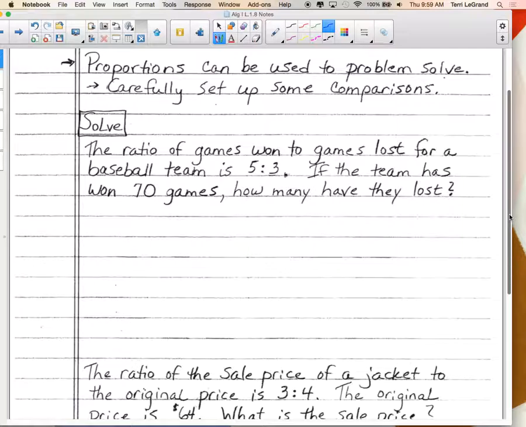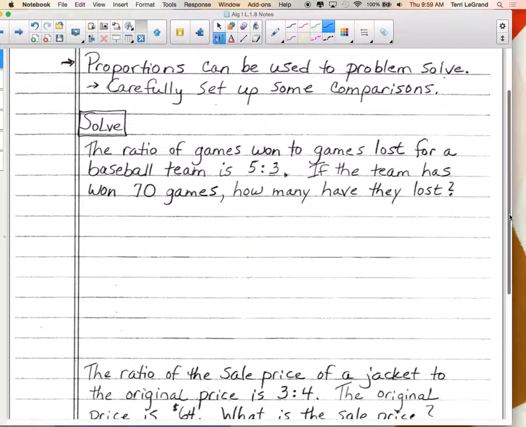Now I need everybody to hear me on this. Are you with me, Brady? Everybody needs to hear me on this. When we are setting up our proportions for these word problems to problem solve, we are going to use labels with our numerators and denominators. So you're going to have this proportion that has more than just numbers in it. So let's do this first one.